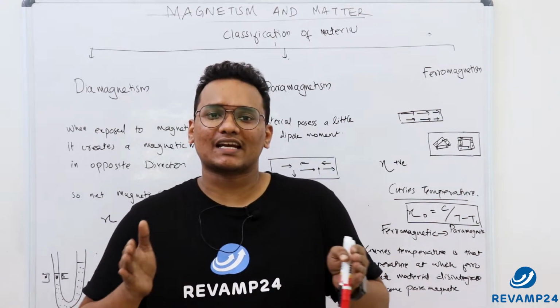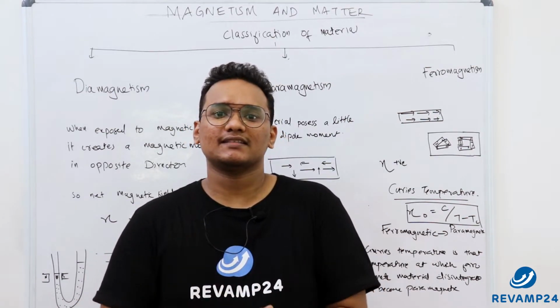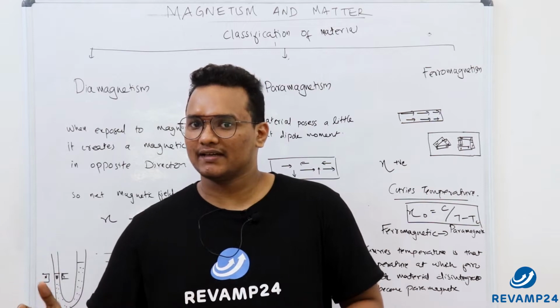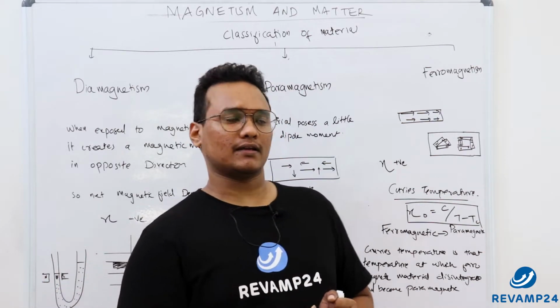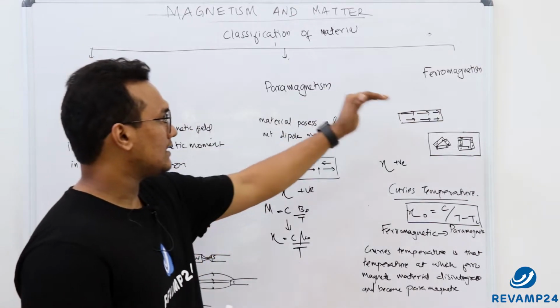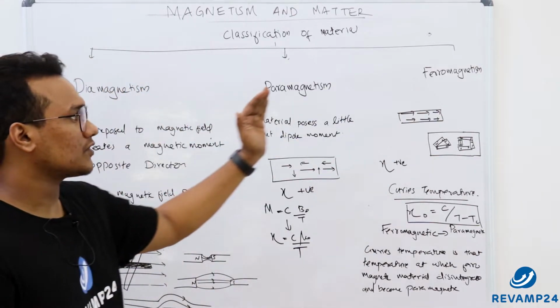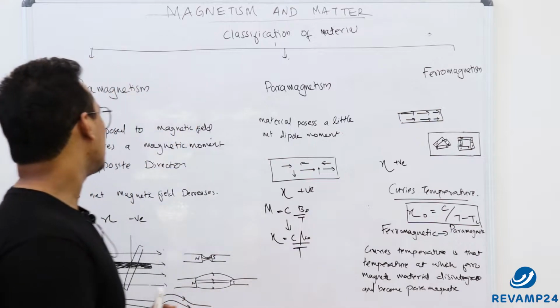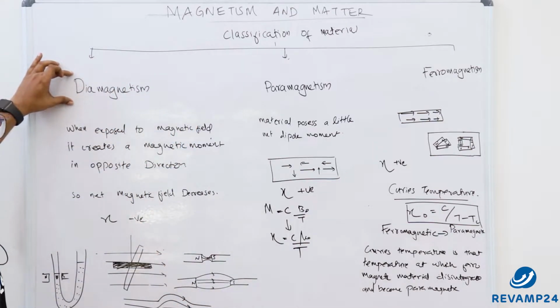In this video, we will classify magnetic materials into three types: paramagnetic, diamagnetic, and ferromagnetic. We will also go into the detailed properties of these three types of magnetic materials. So first we will see diamagnetic substances.